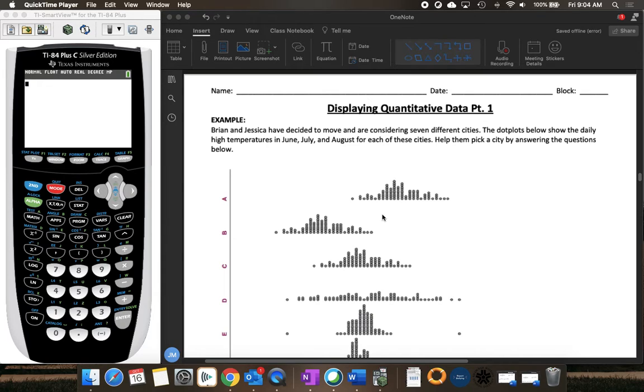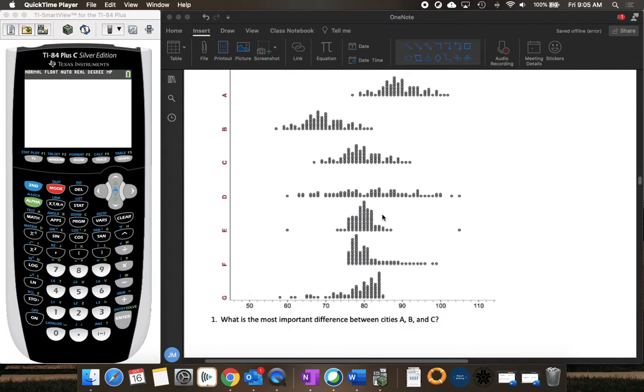Now, the first part of the notes today, we're going to focus on describing some quantitative data using what's called SOCS. So we're going to develop what SOCS is and why we use it to describe data. Brian and Jessica have decided to move and are considering 7 different cities, which I've got for us below. The dot plots show the daily high temperatures in June, July, and August for each of those cities. We're going to help them pick a city by answering some questions that they've got for us below.